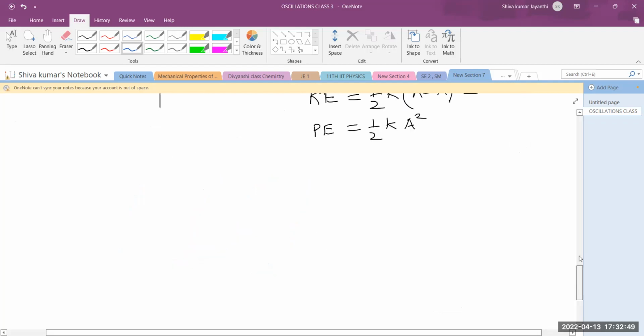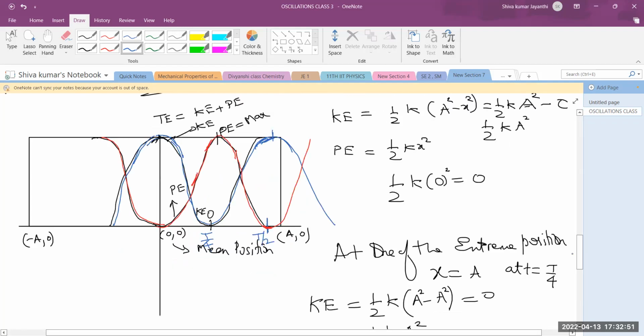That is on one extreme end I showed. On the other extreme end, here, actually 0, T by 4, T by 2. After that, it will go back this side, to minus A. This is 0, this is T by 4, then T by 2, then T, after that 3T by 4 will be on this side. Understood that? So that is what that graph represents.